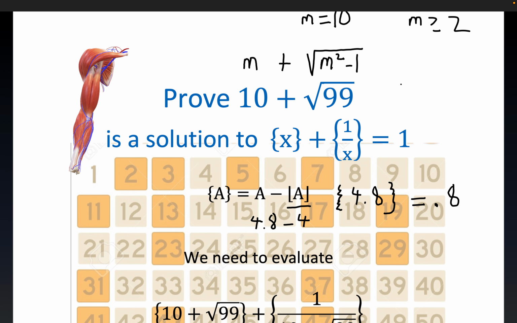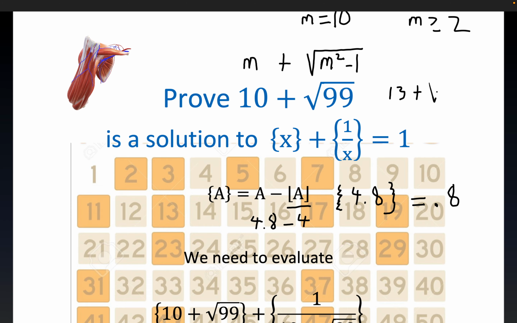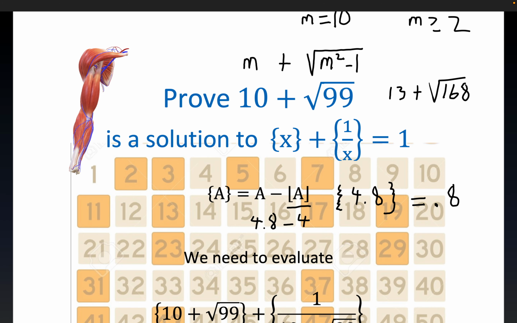Similar objects, like you might consider 13 plus the square root of 168. And when you first look at this number, you go, whoa, it's a big number. But the square root of 168 is just a little less than 13, since 13 squared is 169, okay? So anyway, there you go. We have shown that this is a solution.